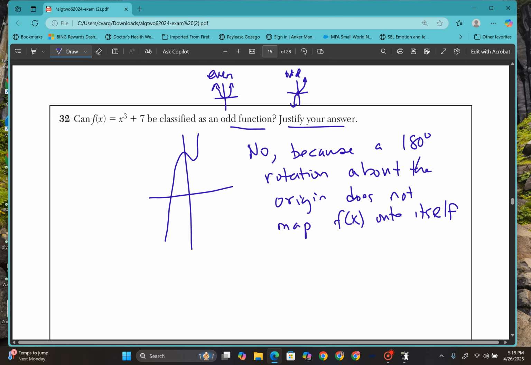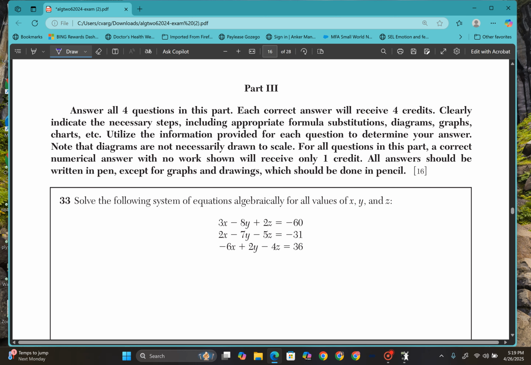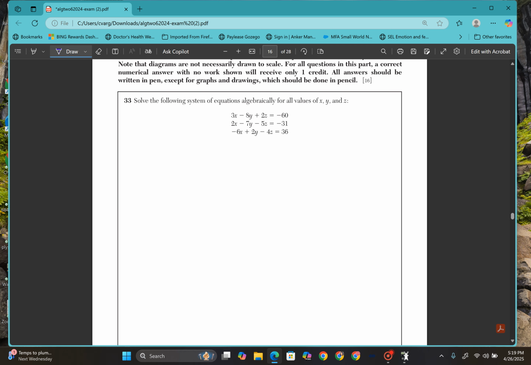Okay, so that's our justification. We happen to explain in words. All right, cool. So that is part 2. Those 8 questions are worth 2 points. This one says solve this function algebraically.